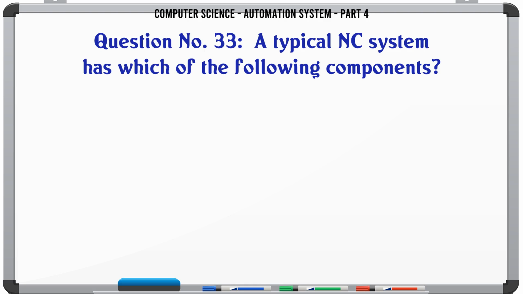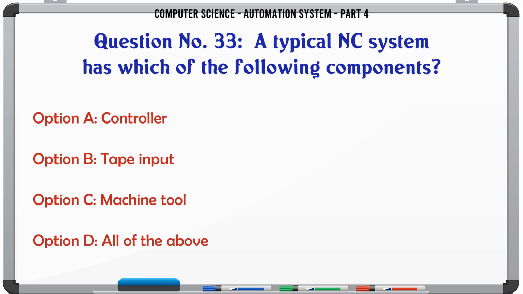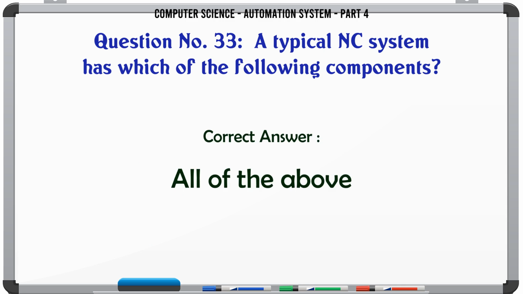A typical NC system has which of the following components? A. Controller. B. Tape input. C. Machine tool. D. All of the above. The correct answer is all of the above.